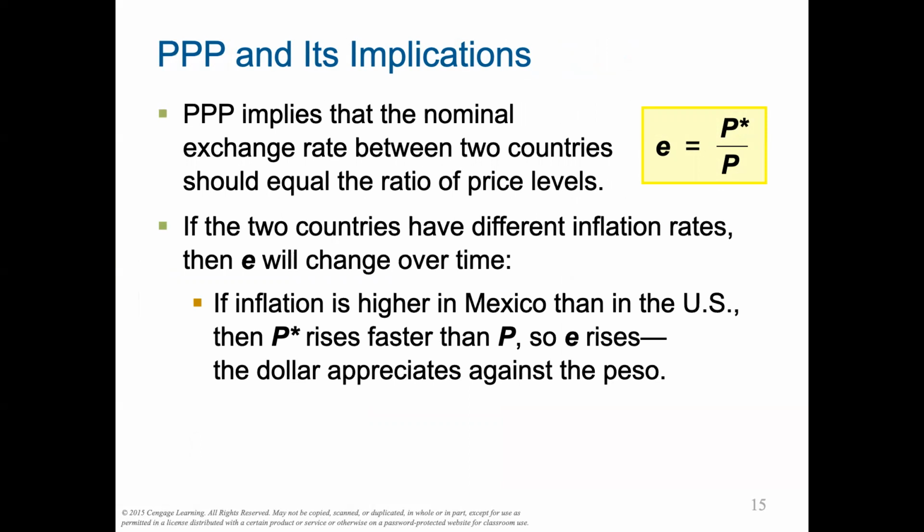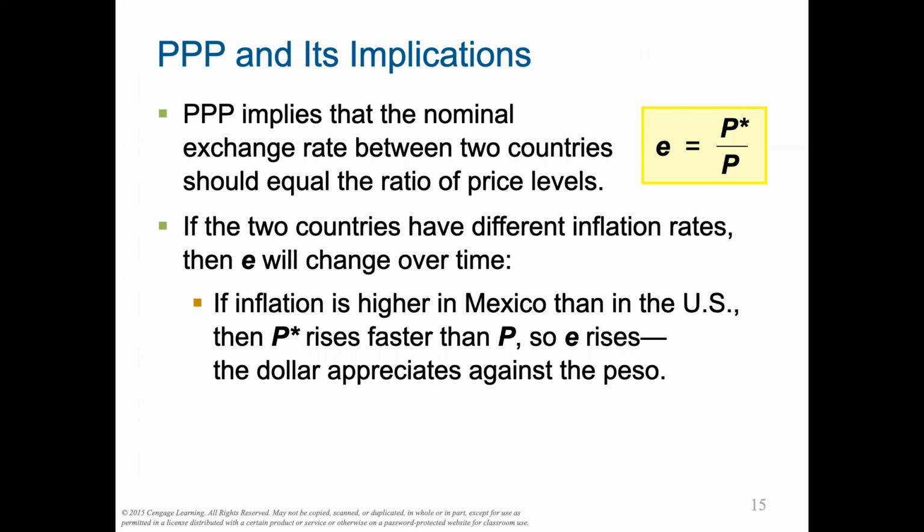And it allows the Federal Reserve or the central bank in any country to start to analyze what is making the difference between what we see as the exchange rate and what we think the exchange rate should be, which should be P* in the other country divided by P. Why is it different? So if inflation is higher in Mexico than in the US, then P* rises faster than P. So E starts to rise and the dollar appreciates against the peso.